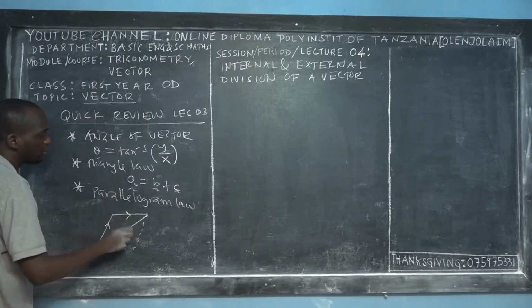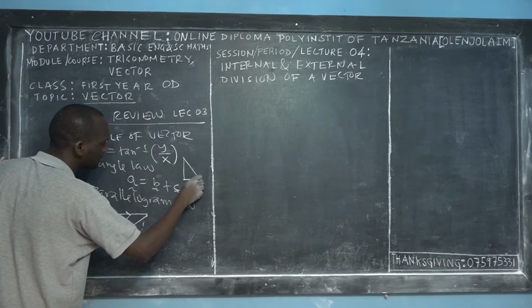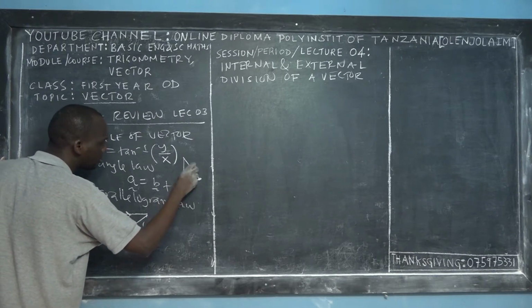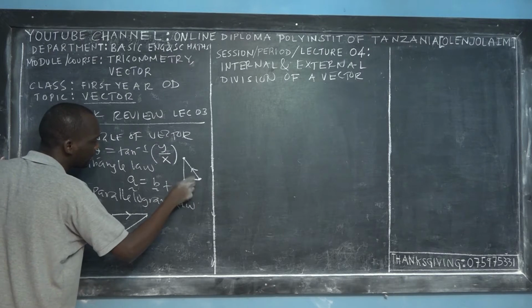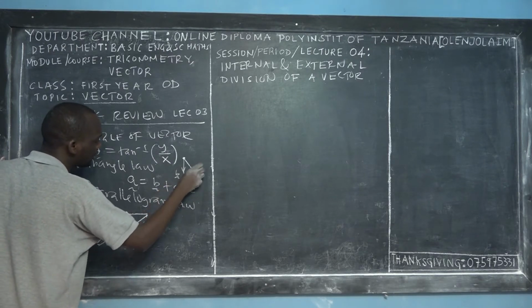While here the resultant will be the triangle. For example, we can present it like this. This is the beginning of the vector, and this is the end of the vector. So you have two vectors like this one. Suppose that this is vector A, this is vector B, and this is vector C.